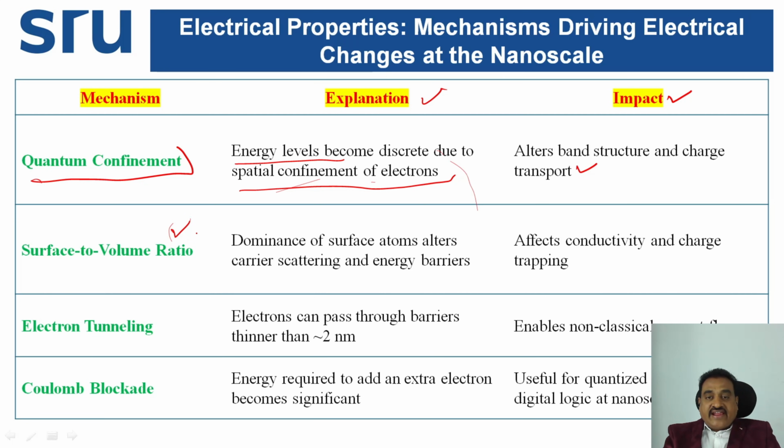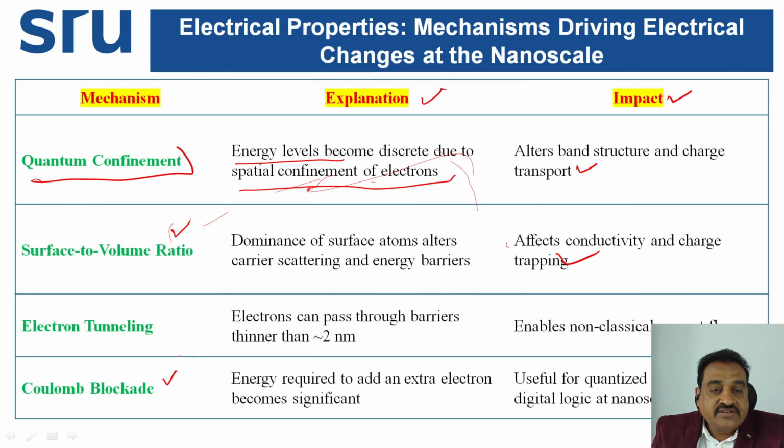Dominance of surface atoms alters carrier scattering and energy barriers. So it has an impact on conductivity and charge trapping. Electron tunneling: electrons can pass through barriers thinner than approximately 2 nanometers. So it enables non-classical current flow.